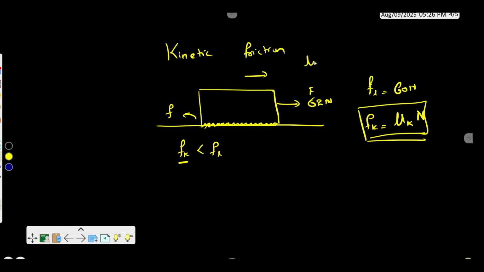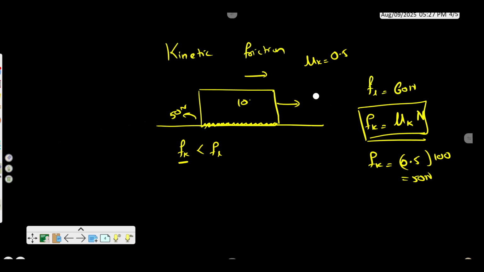Let me give you an example. Mu k is 0.5 and the block is 10 kg. So friction is 0.5 into normal reaction, which is 100. That is nothing but 50 Newton, my kinetic friction. And this friction would be a constant value however much you increase the applied force. Even if you apply 100 Newton force, the kinetic friction is not going to change. It will be 50 Newton. I hope you understood the difference between static friction, limiting friction, and kinetic friction.